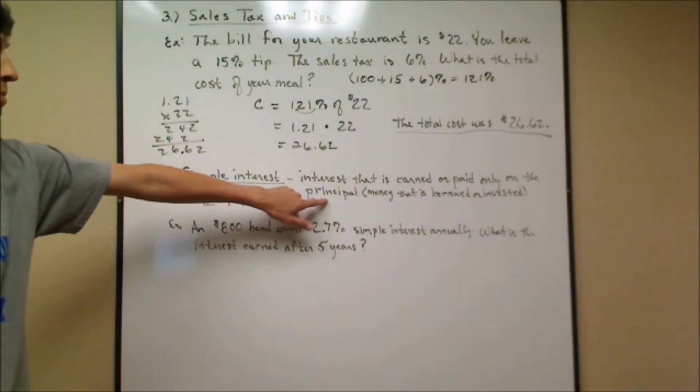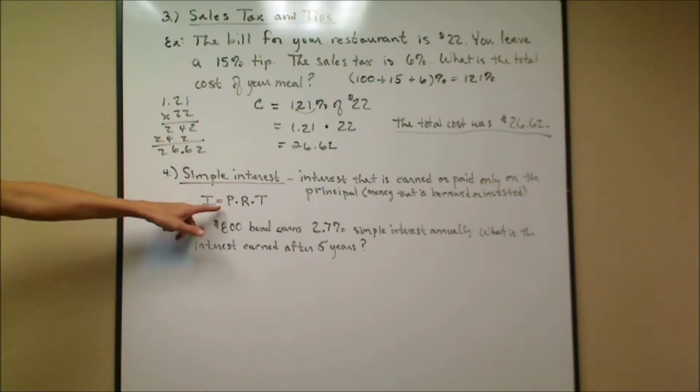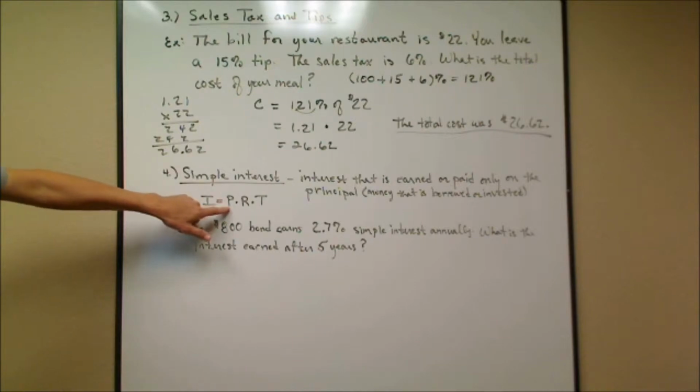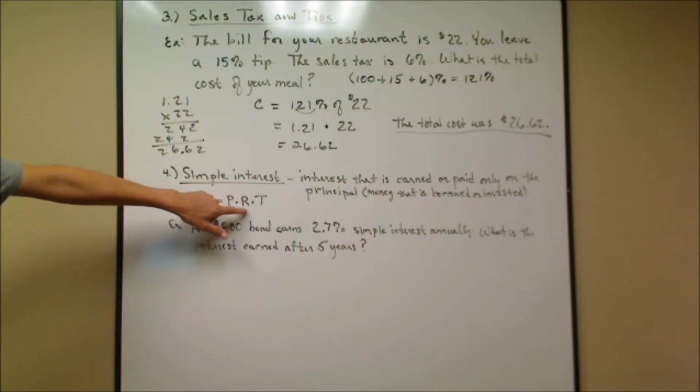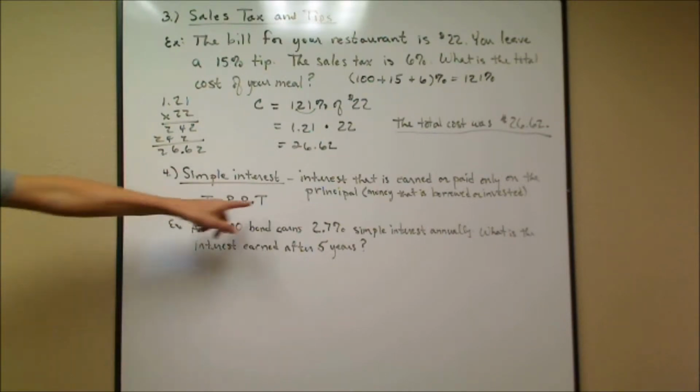The principal is either money that you borrowed if you're paying or money that you invested if you're earning. This is your formula right here. Interest equals principal times the rate of interest, which we'll write as a decimal, times the time, and the time is in years. So if they give you something in months, you'll have to rewrite it and convert it into years and then plug that in for T for time here.